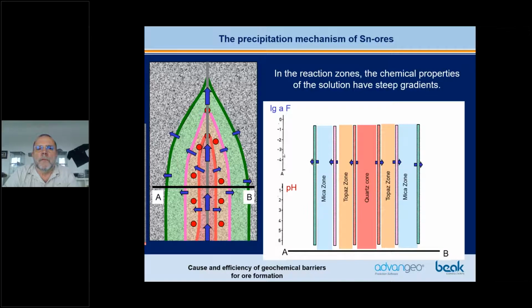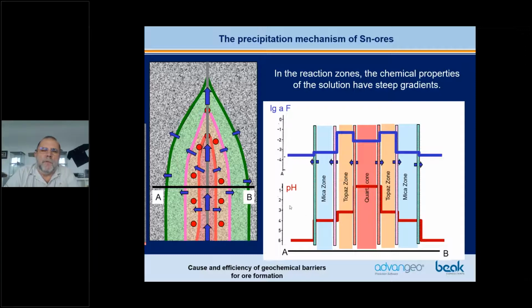So we have here these reaction rims between the zones: the granite, the mica zone, topaz zone, quartz core, etc. And here where the feldspar is replaced by the mica, mica is replaced by topaz, topaz is replaced by quartz, with the changing fluorine concentration in the solution and, of course, the increasing pH. We have here a low pH of 1 or 2, a very acid solution, and then it increases step by step. So the chemical composition of the solution comes into equilibrium with the original granitic rock step by step.